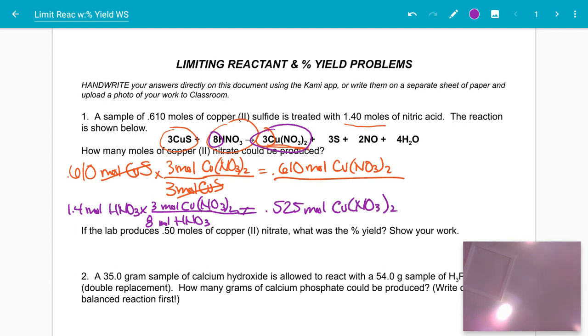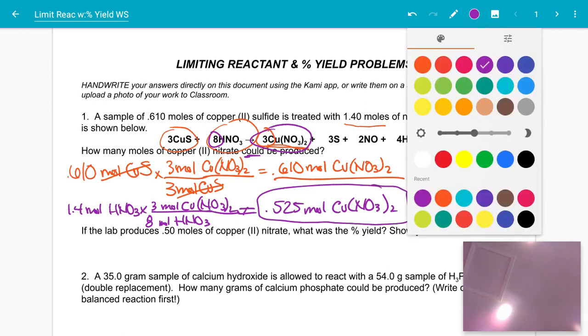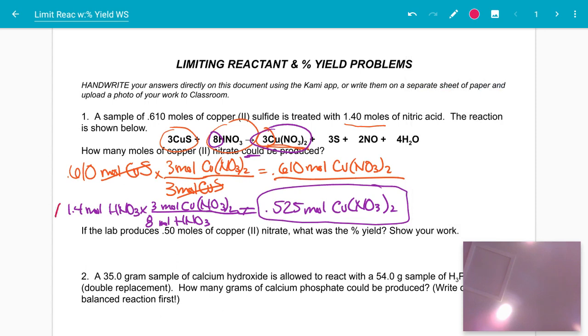Okay, so then it asks how many moles of copper nitrate could be produced. They're not going to actually be produced because we haven't factored in our percent yield yet. So the right answer in this circumstance would be this one. The smaller amount is how much is going to get produced. So we would say that this one is the limiting reactant. The nitric acid is the limiting reactant.